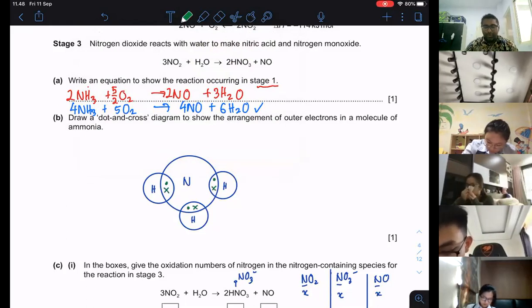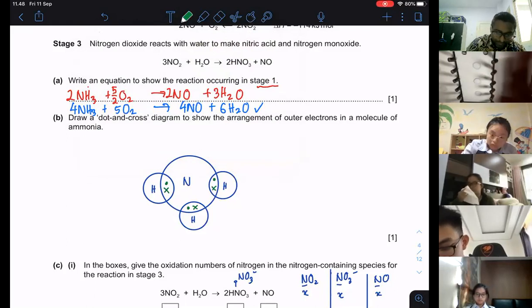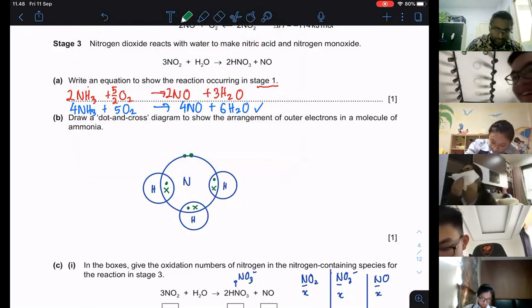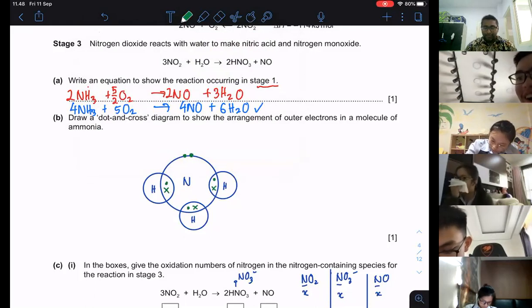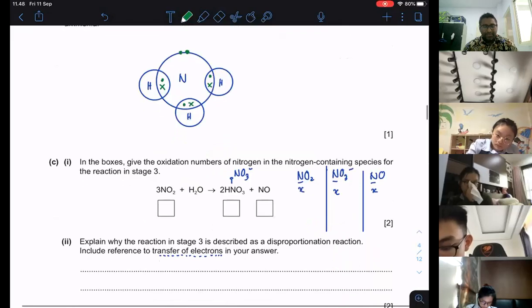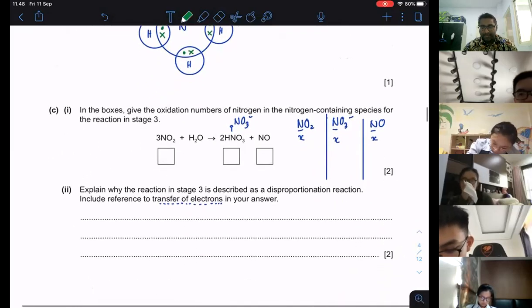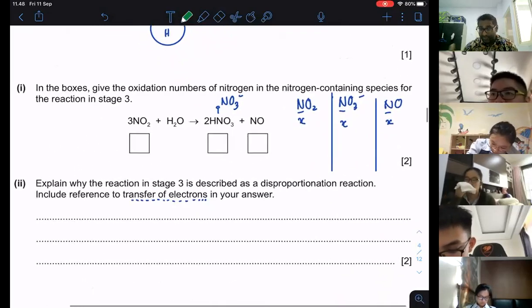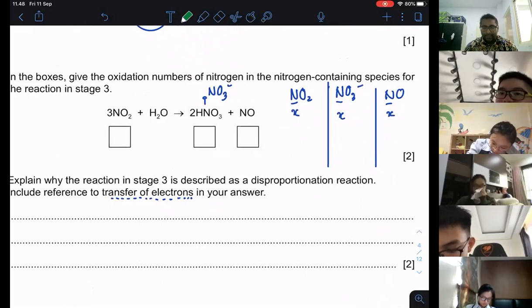And do remember ammonia has 5 valence electrons, so put the remaining 2 electrons outside. Okay, so the cross and dot diagram is already 1 mark done. Now in the boxes, give the oxidation numbers of nitrogen. We need to calculate. And how to calculate?